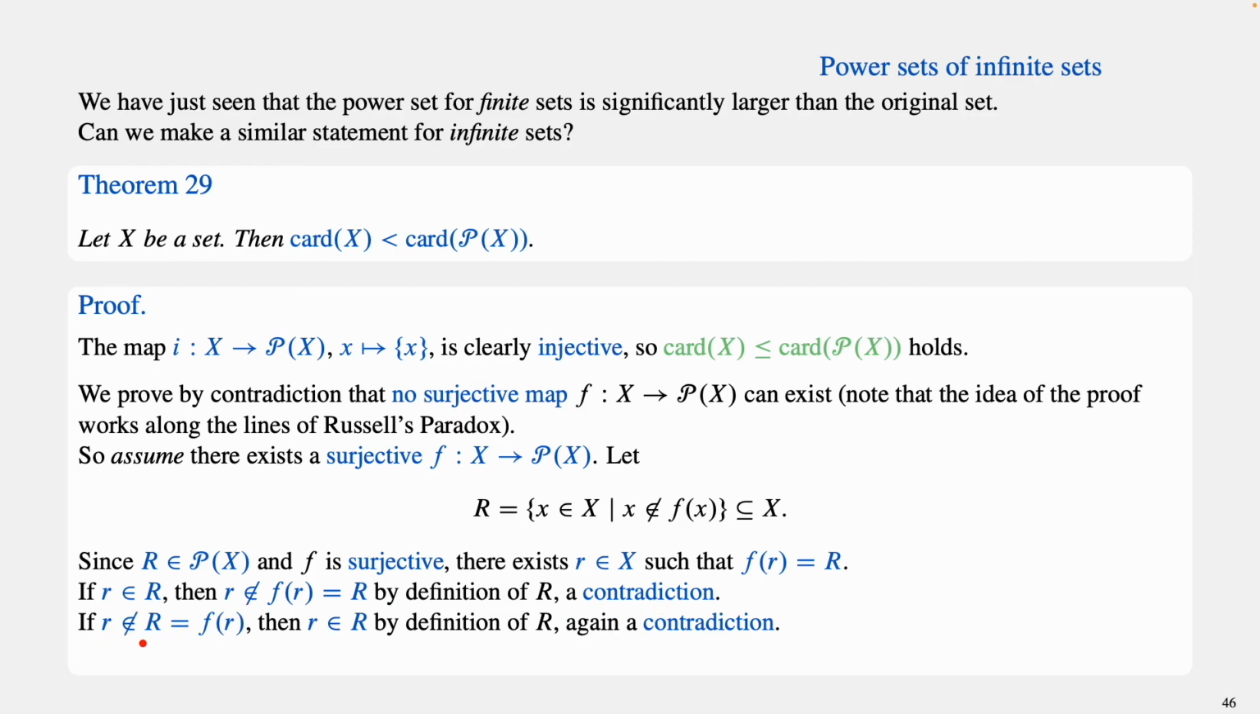But if we assume that little r is not contained in R, which is F of little r, well, then again, it would follow that little r is an element of R, because R is just the set of elements that satisfy this relation. And again, we have constructed a contradiction. And therefore, it is impossible that such a surjective function F exists, and that means the cardinality of X is strictly less than the cardinality of its power set P of X. And that concludes the proof.